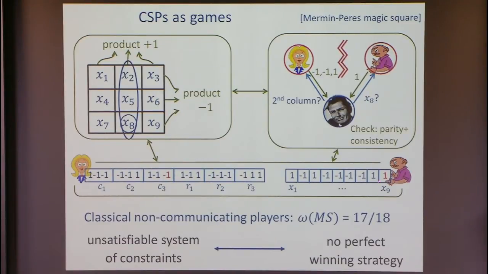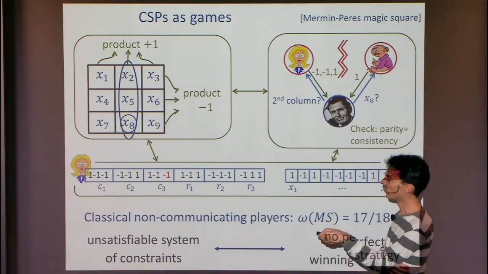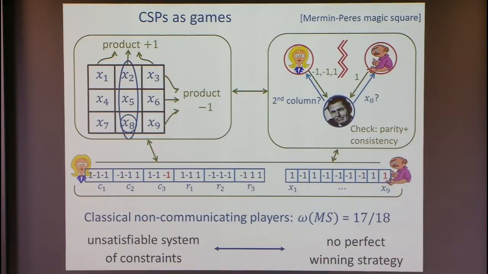The problem here is that when Bob is asked x9, he says 1. But when Alice is asked third column, there, she says -1 for x9. So they get caught for that one possible question. So this explains this value here. But this is something that's very general.